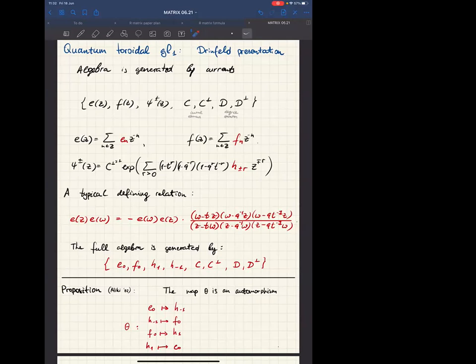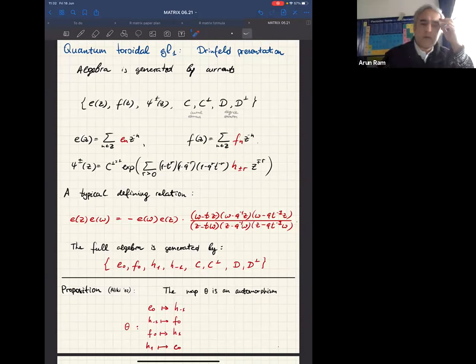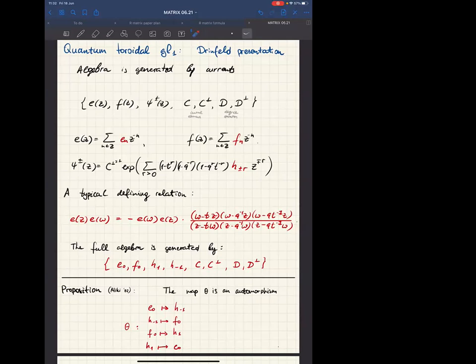So can I ask, why is it called GL1 instead of GL2? It looks like SL2 because you have E, F and H. Is there a reason it's called GL1 instead? Yes, there is, and it has to do with the deformation of.